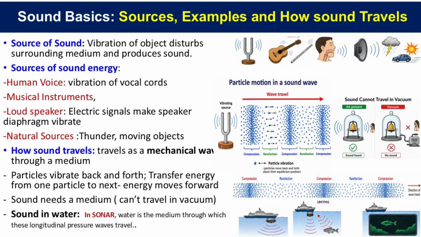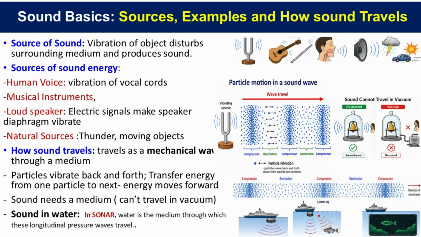Sound is produced when an object vibrates. This vibration disturbs the surrounding medium and generates a mechanical sound wave. For example, in the human voice, the vocal cords vibrate. In a loudspeaker, an electrical signal makes the diaphragm vibrate. Musical instruments and natural sources such as thunder also produce sound through vibration.